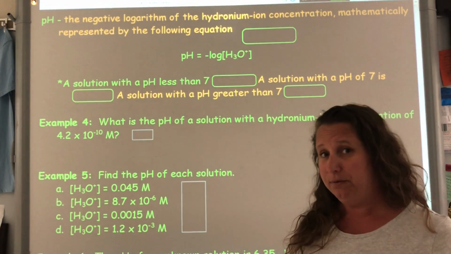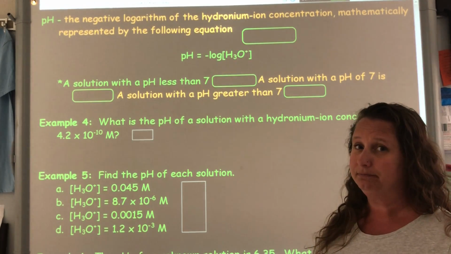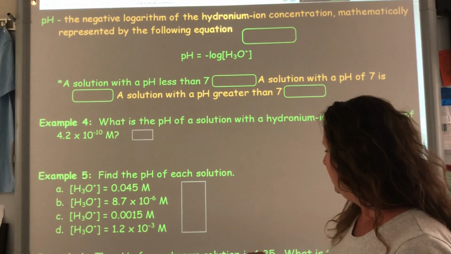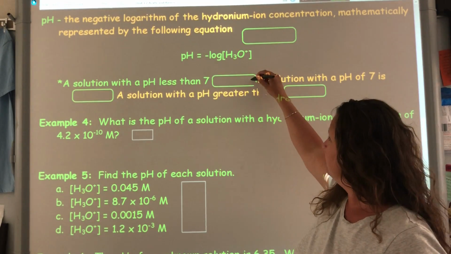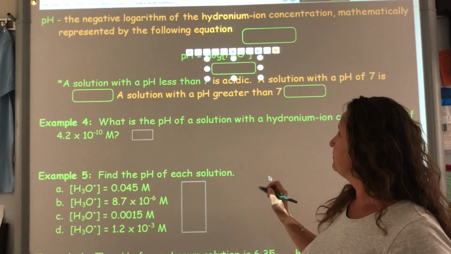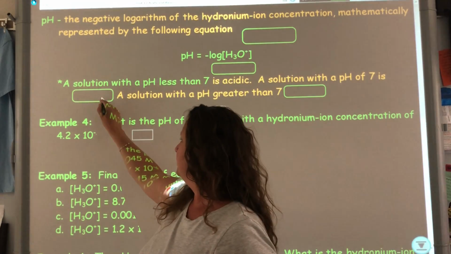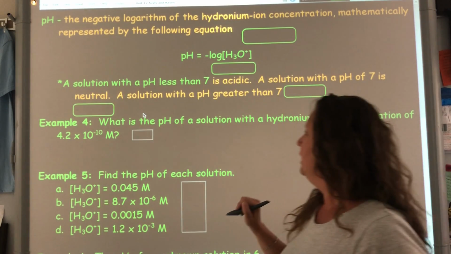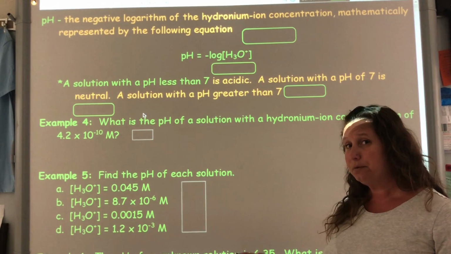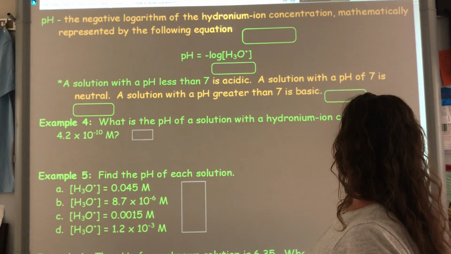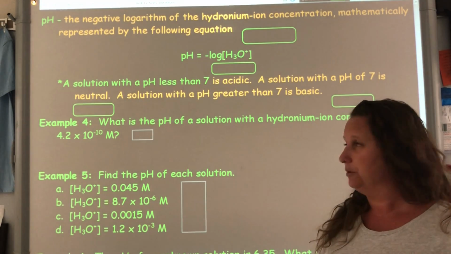So first of all, a little bit of review for what we went over yesterday. A solution with a pH less than 7, actually we didn't talk about this, but you should have talked about it in a middle school class. If it's less than 7, it's considered acidic. If a solution has a pH equal to 7, this is going to be neutral. And if the pH is greater than 7. So does anybody know how high the pH scale goes? 14. So anything greater than 7 up to 14 is considered a basic solution.